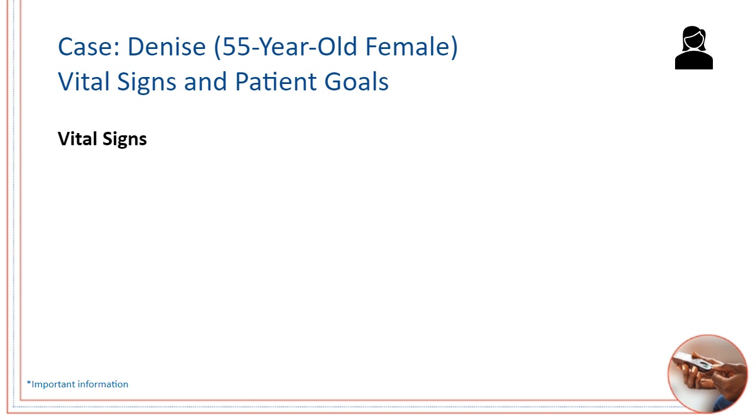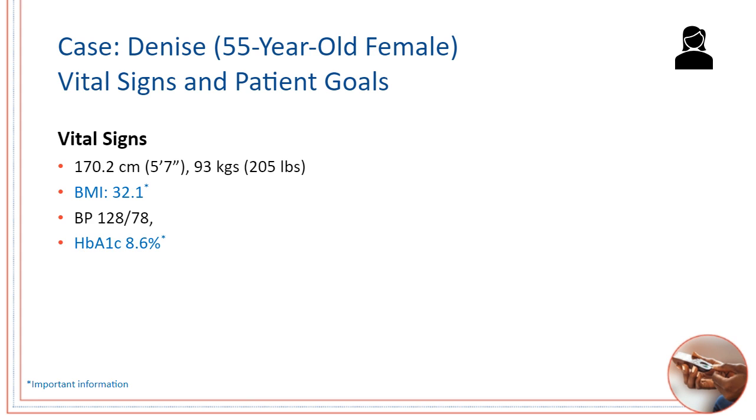When you look at Denise's vital signs, you notice that her BMI is in the obese range at 32.1. Her A1C is elevated at 8.6. Her lipids are at goal, but it's important to recognize that her kidney function is abnormal. She's got an eGFR of 40 mL per minute, and her UACR, or albuminuria, is at 206 milligrams per gram.